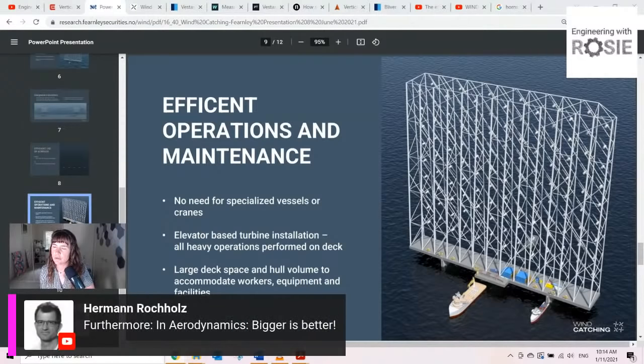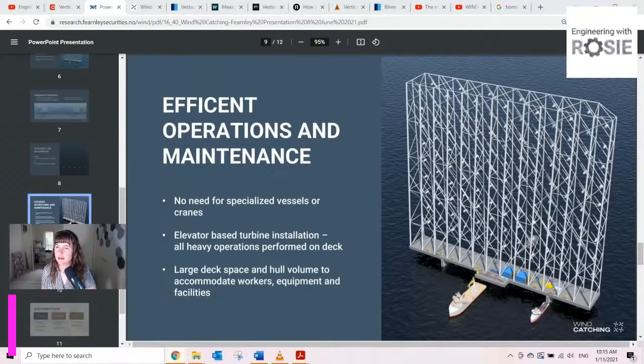Okay, so Herman Rockholt again. Furthermore, in aerodynamics, bigger is better. And yeah, that's yes and no. It's not that obvious. I think there's some effects going both ways, and I'll talk about that more in a future one where I'm going to get a blade aerodynamics expert on, and we can talk about that then.